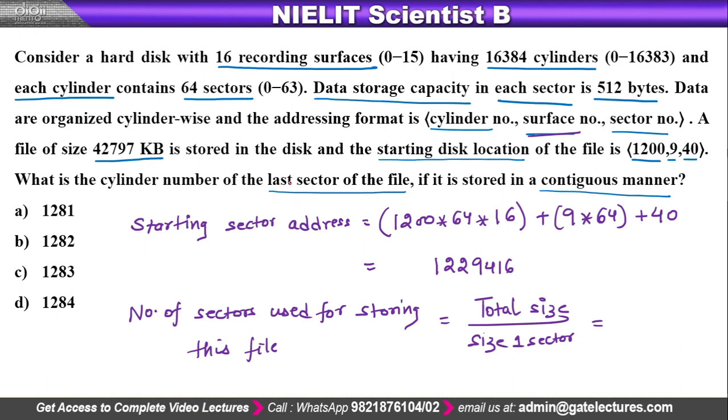Because what they are asking is the cylinder number of the last sector. So to know how many sectors are being used for storing this particular file, I have to divide the total size, that is 42797 KB, by 512 bytes. This is in KB, this is in bytes. So when you solve this, you will get 85594. This means 85594 total sectors are being used for storing this particular file.